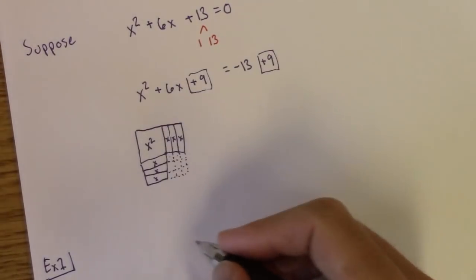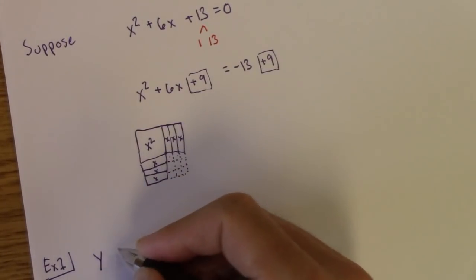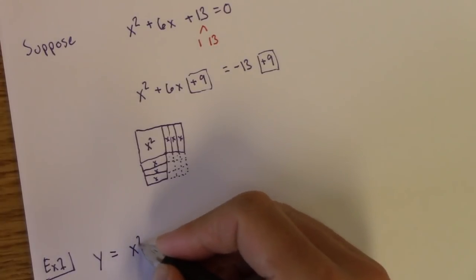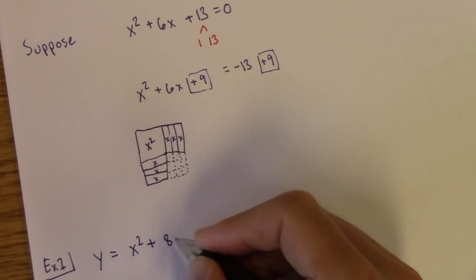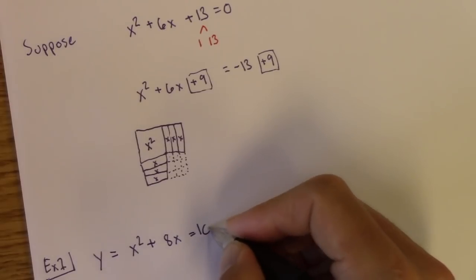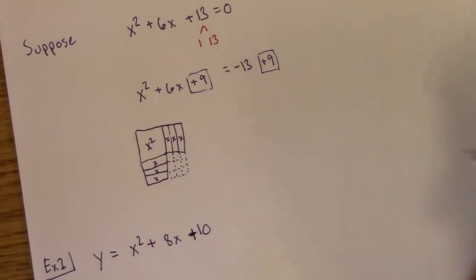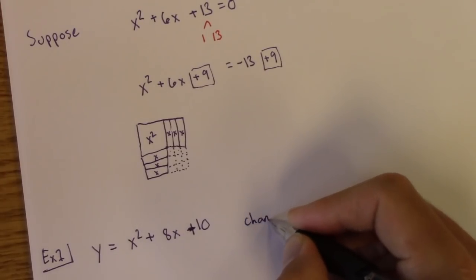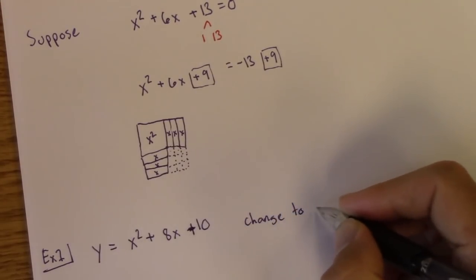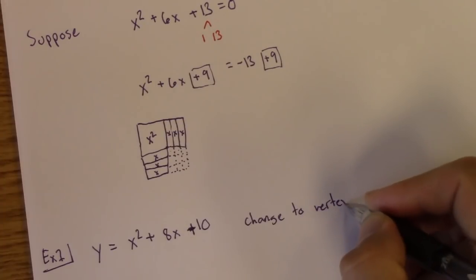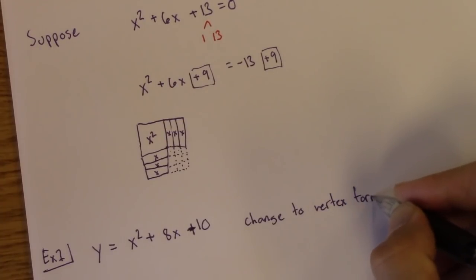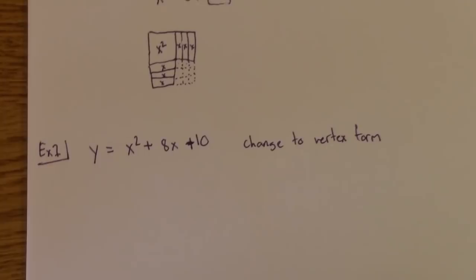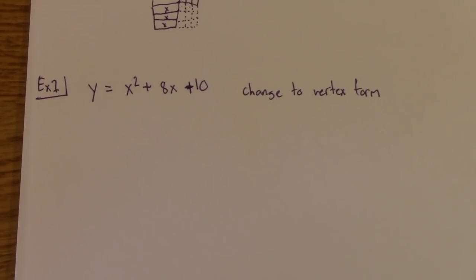Suppose I asked you to change the following: y equals x squared plus 8x plus 10. And I want you to write it in vertex form. We want to take this equation that's in standard form and we want to turn it into vertex form so that we can graph it more easily.